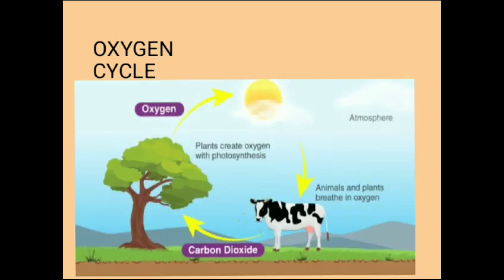And the next cycle is the oxygen cycle. In this, oxygen is released by the plants during photosynthesis. Humans and other animals inhale the oxygen and exhale CO2, which is again taken up by the plants. They utilize the CO2 in photosynthesis to produce oxygen. And this cycle also continues.